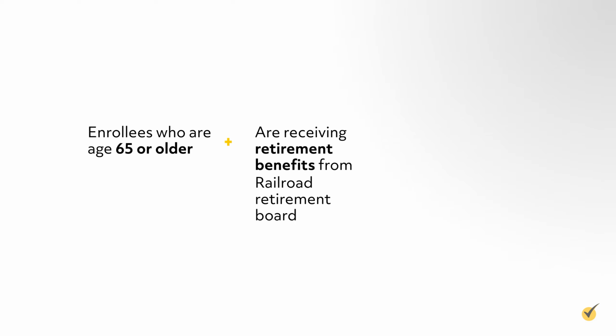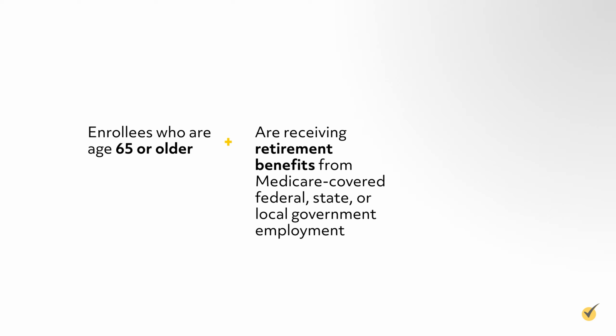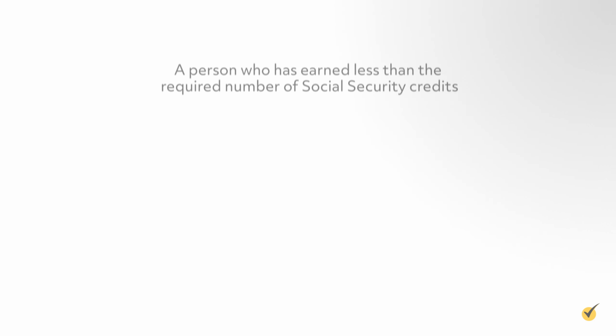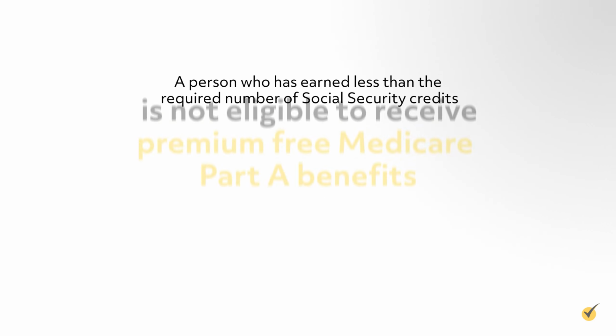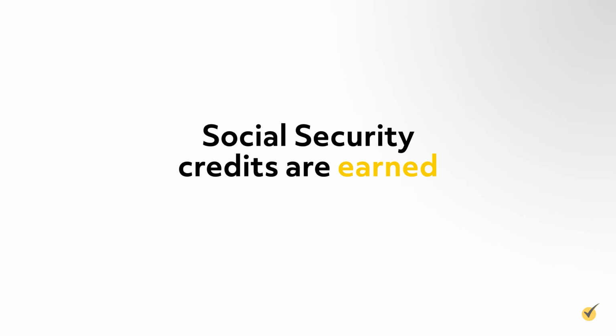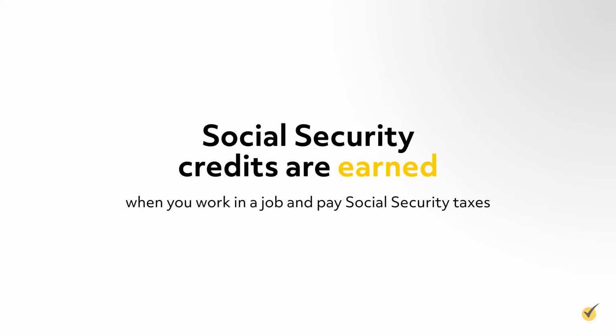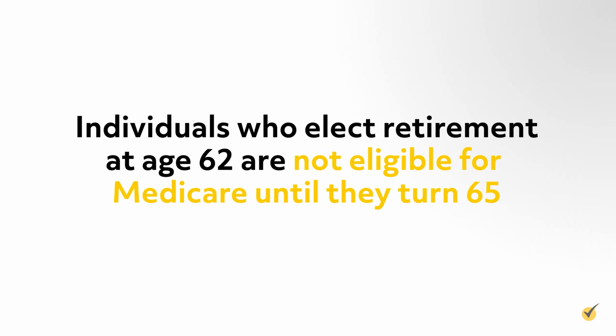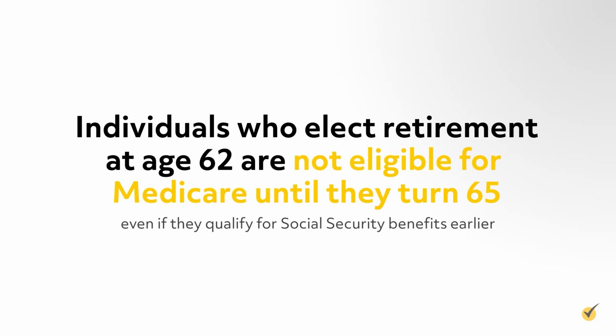Enrollees who are age 65 or older and are receiving retirement benefits from Social Security, the Railroad Retirement Board, or Medicare-covered federal, state, or local government employment are eligible for premium-free Part A. A person who has earned less than the required number of Social Security credits is not eligible to receive premium-free Medicare Part A benefits without paying a monthly premium. Social Security credits are earned when you work in a job and pay Social Security taxes. Individuals who elect retirement at age 62 are not eligible for Medicare until they turn 65, even if they qualify for Social Security benefits earlier.